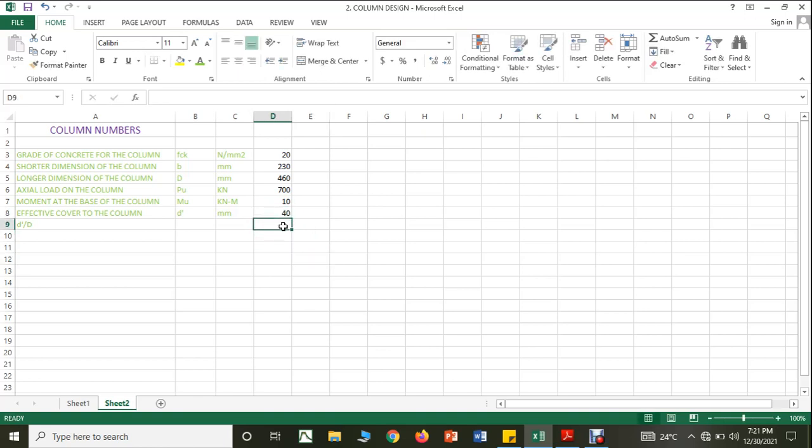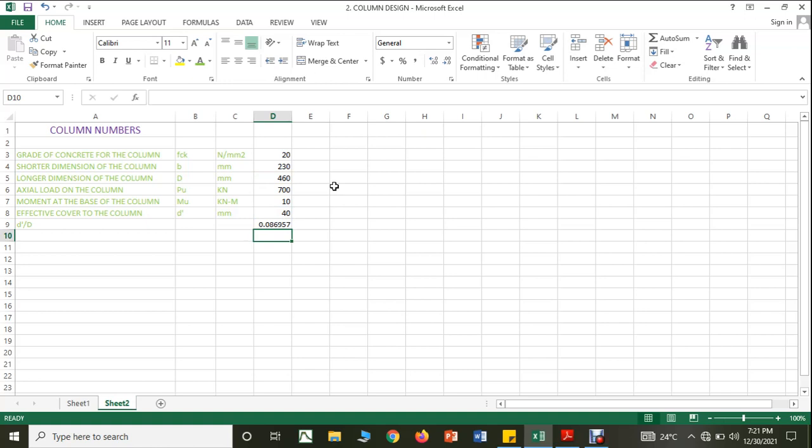Then I am supposed to calculate d dash by d, so d dash divided by capital D. That will be your value of d dash by d.